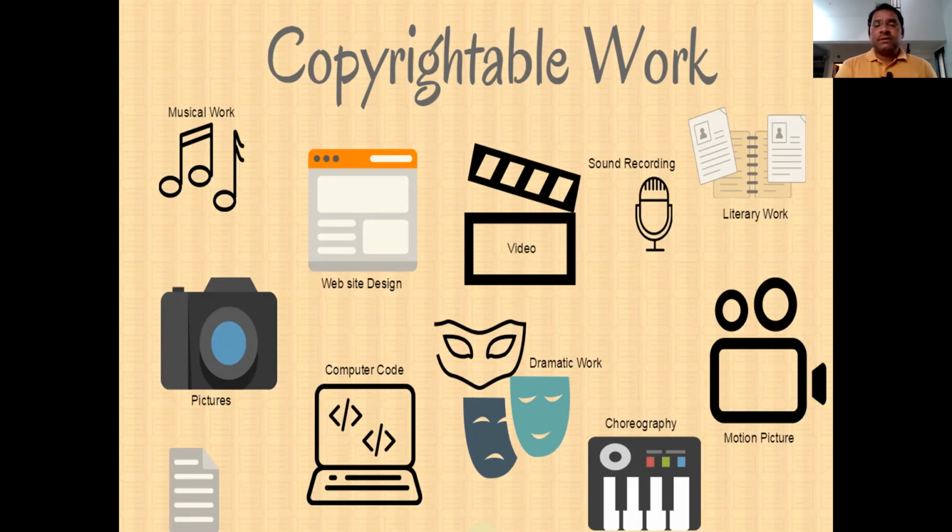Then pictures: when a professional photographer clicks photographs and publishes them, the published photographs are automatically protected under copyright. Then computer code or computer program is also protected under copyright. Dramatic work and choreography, as an art, can be protected. And then motion pictures. So these are the copyrightable works.